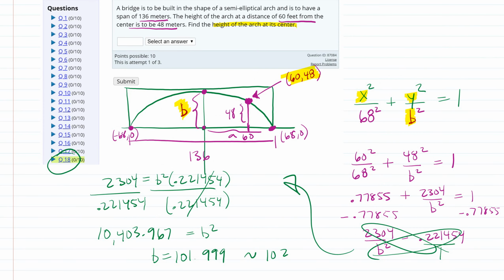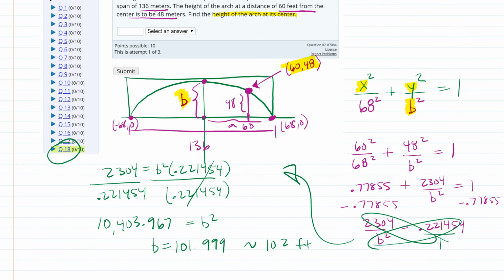Was this in feet or meters? Feet. 102 feet. And that's how tall our bridge is. That is the b value, and we're done.